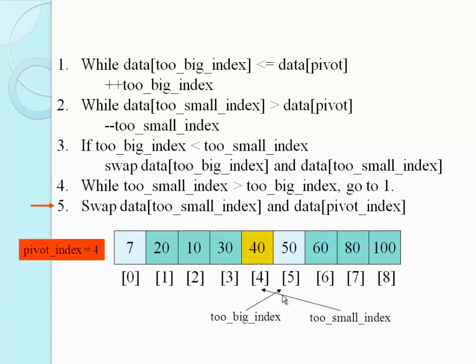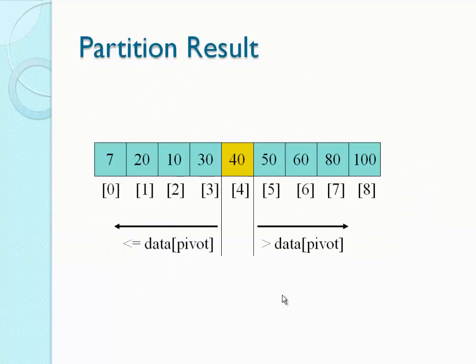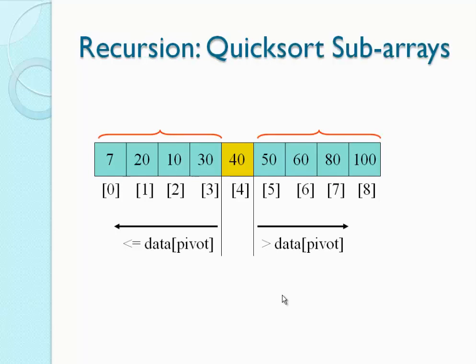Now the data is swapped and so 7 is placed at its correct position and the pivot index is 4 at the end. So now we have the data partitioned into two parts, that is data which is less than data of pivot and data which is greater than data of pivot.